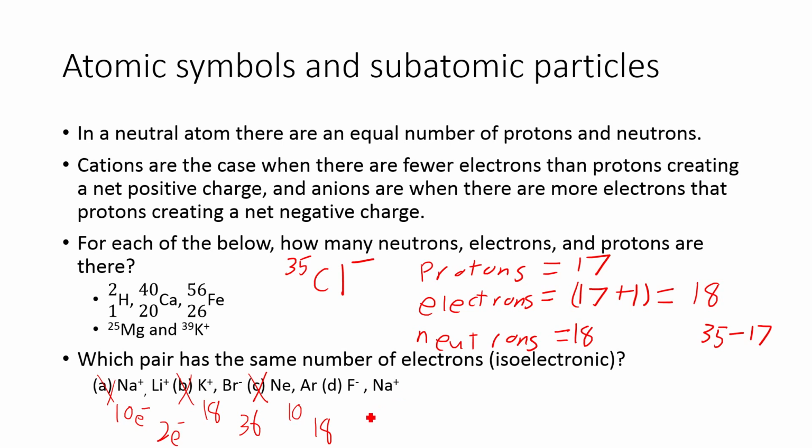Then we get to D. Hopefully this works out. So our fluorine minus is going to have 10 electrons. That's because fluorine has 9, and we have 1 extra for the negative charge. We then have sodium plus. It's also going to have 10 electrons, because it starts with 11, and then it loses 1 to become a positively charged cation. Therefore, our answer is D. Fluorine minus and Na plus have the same number of electrons.